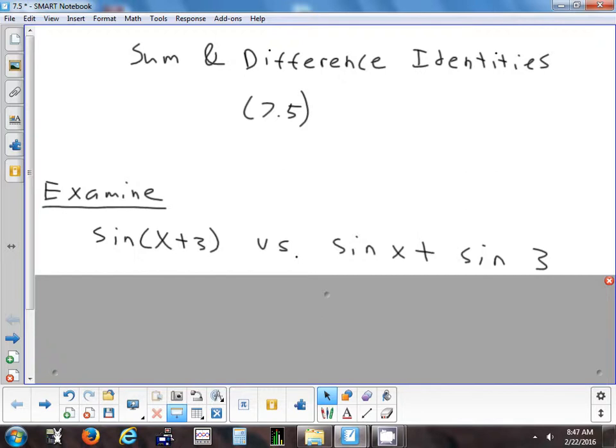All right, let's take a look at this. I have on the left sine of x plus 3, versus sine of x plus sine of 3. Anybody think this will work? Like if I plug in a number for x, I get the same thing if I did it on the left and did it on the right. I think a couple people think it might work.